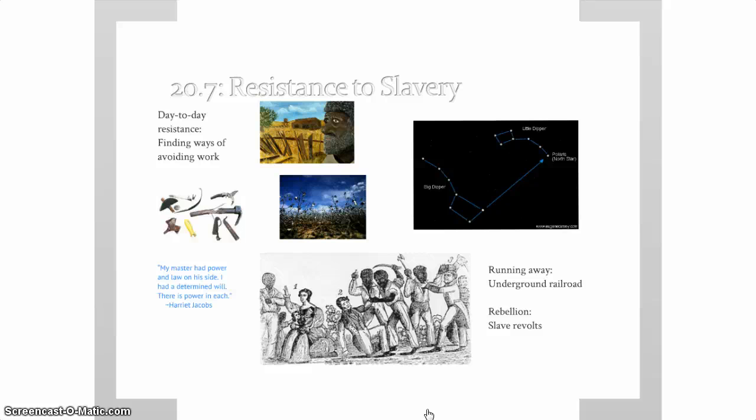Ultimately, one of the most common ways to resist slavery was to run away, using the Underground Railroad. So they would follow the North Star to freedom in the North through a network of safe houses and people helping along the way to get slaves to freedom. And these are some of the ways that slaves resisted slavery.